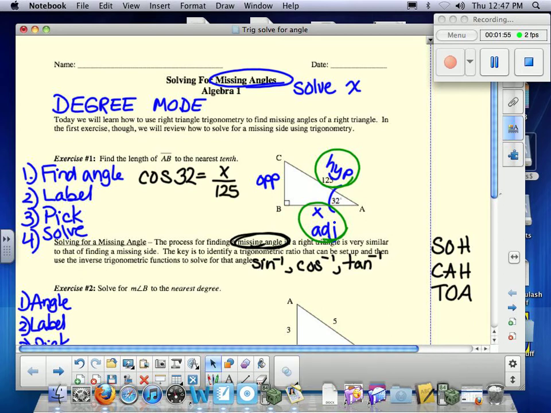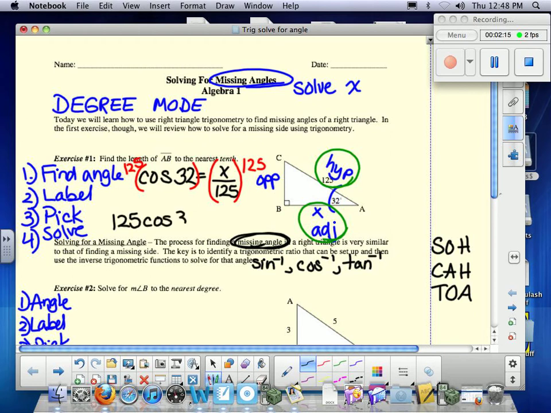Yes, we multiply both sides by 125. Why would you do that? Can't you just put it in the thing? We need to get x by itself. It's currently dividing, so we are going to multiply. So on your handy dandy calculator, you're doing 125 cosine 32. And don't forget to round.